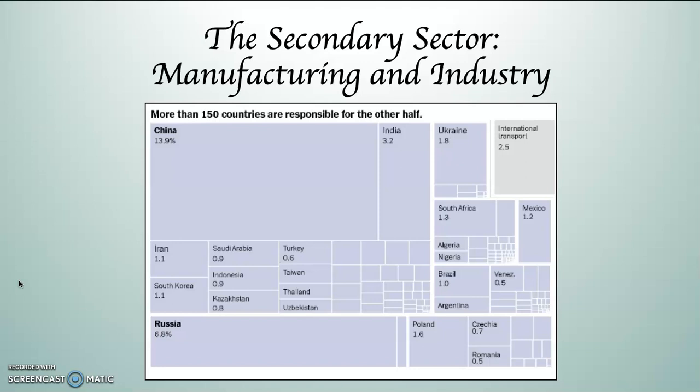I mean, it depends on what you want to consider Ukraine, Russia. And then notice in the upper right-hand corner, international transport is about 2.5%. Most of the ships that move across the ocean and transport our goods are powered by diesel fuel, which is highly polluting.